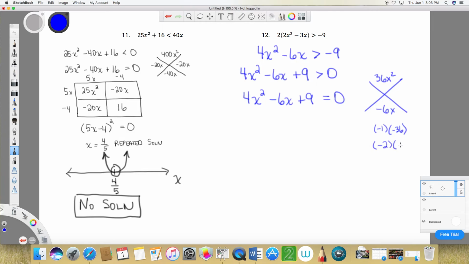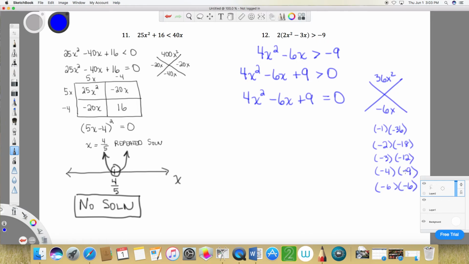Negative 2 and negative 18 don't add up to that. Negative 3 and negative 12 don't add up to that. Negative 4 and negative 9 don't add up to that. Negative 6 and negative 6 don't add up to that. So I don't see a way to factor this.